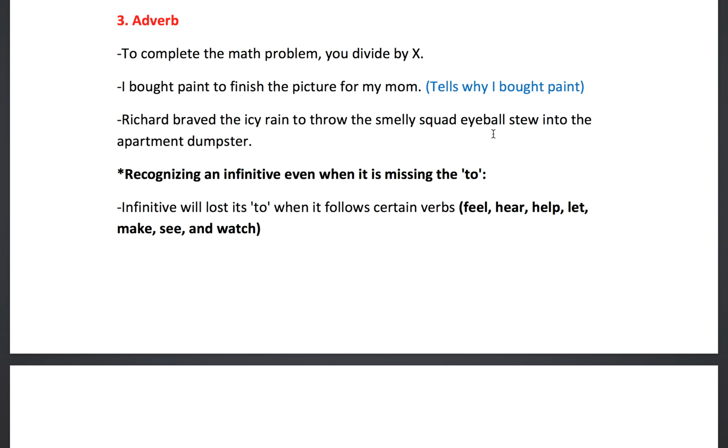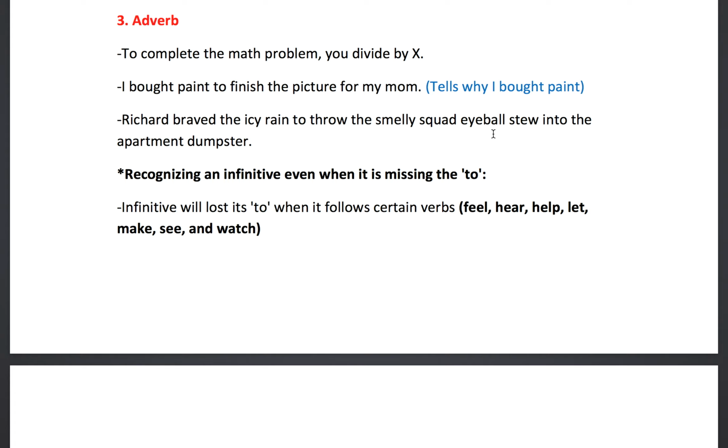The second example, I bought paint to finish the picture for my mom. Here, you bought something to do something. Here, I bought paint to what? Why did you buy this paint? To finish the picture. So here, this is answering the question why. It tells why I bought this paint.